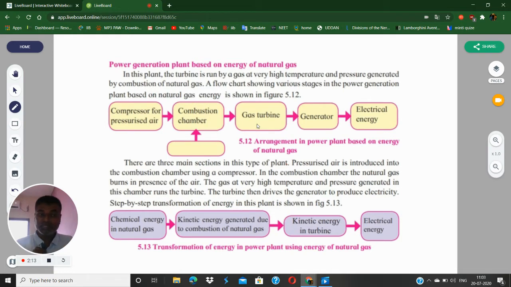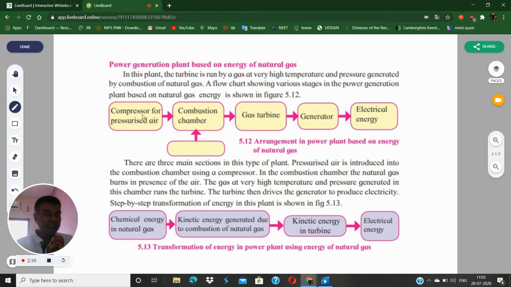Which kind of turbine here? That is a gas turbine, a special design turbine. In this plant the turbine is run by gas, and such a gas has a very high temperature and higher pressure, generated by the combustion of natural gas.